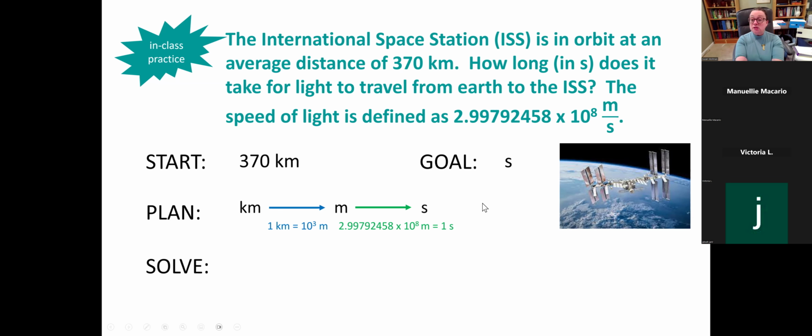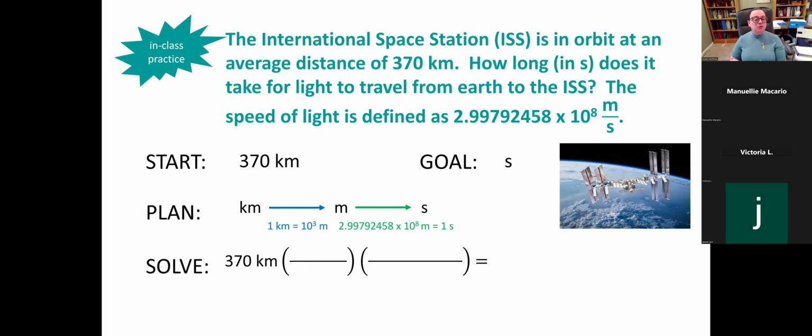Okay, so now we've done the hard part. We've done the planning. We've got to do the easy part now. We've got to put it together and do the math part. And the units are going to help us put it together. And our calculator is going to help us do the math part. And then we're going to have to remember our significant figure rules.